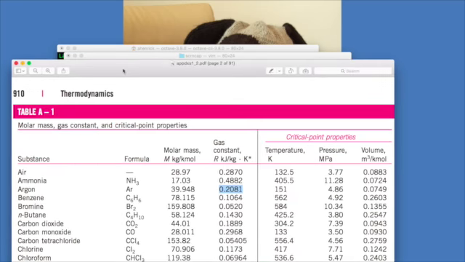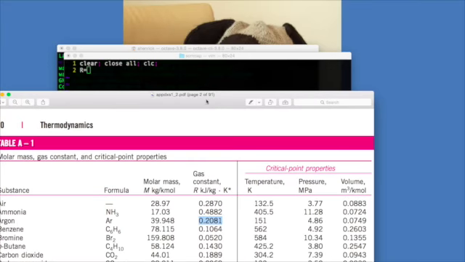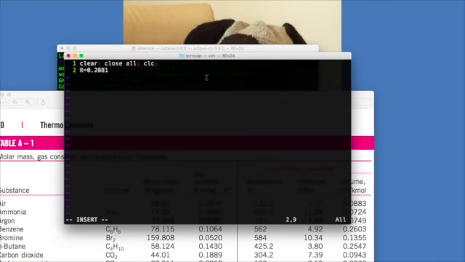A quick look in Cengel's book gives us the argon constant to be 0.2081 kilojoules per kilogram per Kelvin. Kilojoules per kilogram per Kelvin. It's a good unit to remember. It's going to show up a lot.